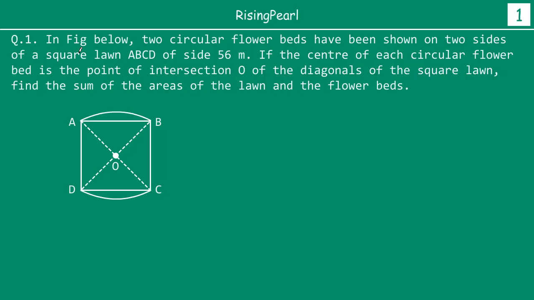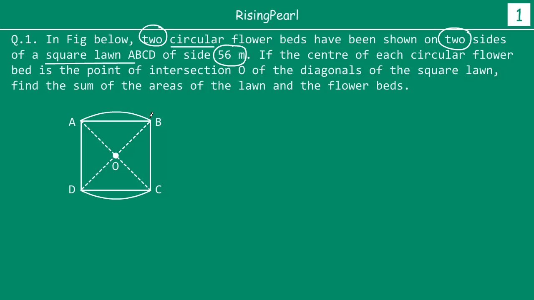So this is the first question. In the figure below, 2 circular flower beds have been shown on 2 sides of a square lawn ABCD of side 56 meter. So we have a square lawn ABCD and now on 2 sides of it we have 2 circular flower beds. So ABCD is a square whose side is given as 56 meter.